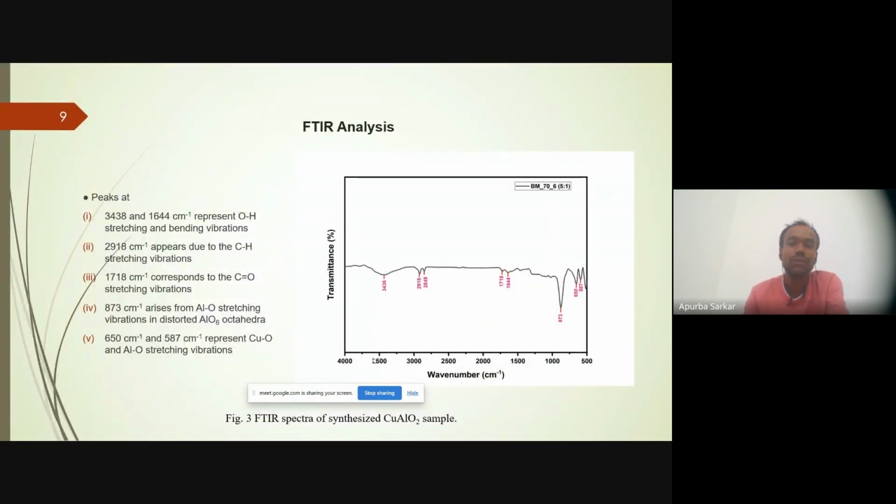For bond analysis, we analyzed the FTIR spectra of the synthesized CuAlO2 sample. This is the FTIR spectra of our synthesized sample. Here, the peak at 873 arises from Al-O stretching vibration of distorted AlO6 octahedra, and 650 and 587 centimeter inverse represent the Cu-O and Al-O stretching vibration. This confirms the formation of Delafossite CuAlO2.